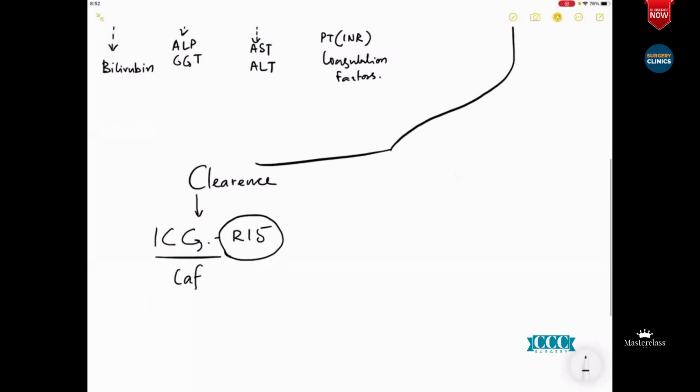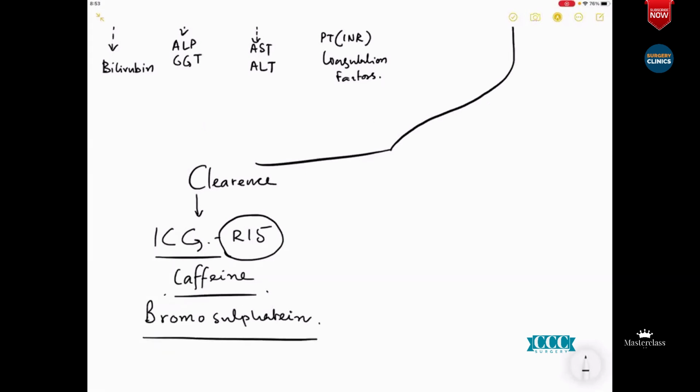We used to do something called a caffeine test, but again, I think caffeine is better enjoyed in a cup of tea or a coffee rather than on the liver being told to excrete. Or if you talk to gastro guys, they use something called bromosulfophthalein. I'm not good with spellings, so this is called the bromosulfophthalein test. But out of these, what stands out is definitely indocyanine green.